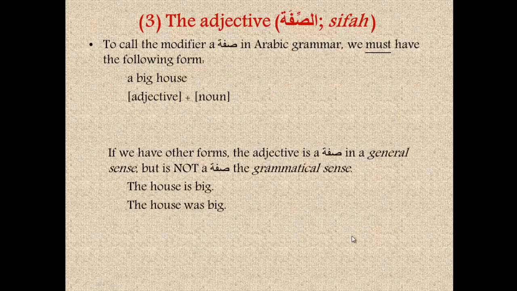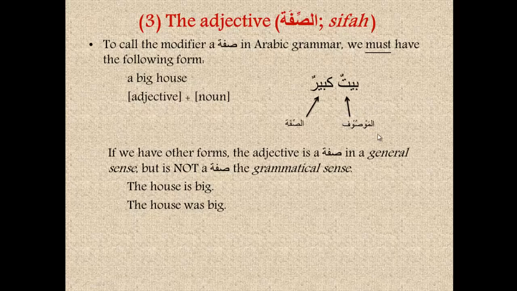Now, I want to bring your attention to one very important observation. To call the modifier al-sifa in Arabic grammar, we must have the following form. The form is a big house, where the adjective is strung to the noun. The ism and the sifa are together in this particular structure. The Arabic equivalent would be baytun kabirun, a big house.